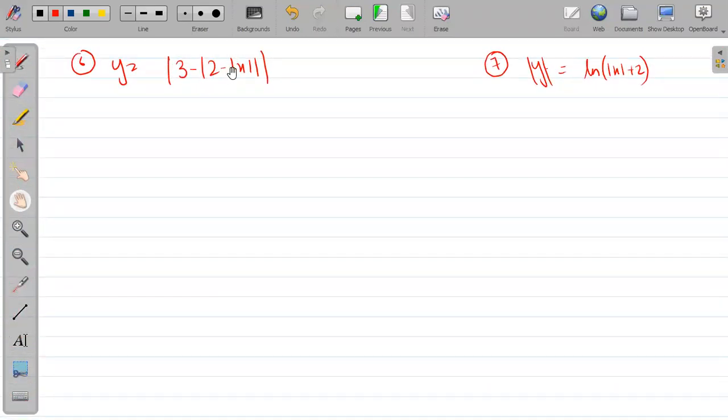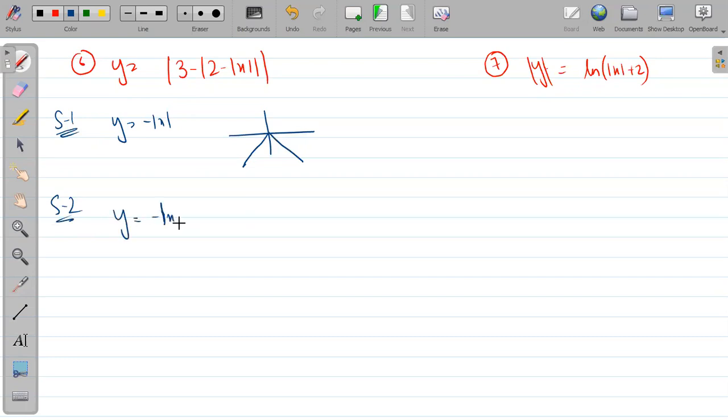It is a kind of linear function because only x is involved here. So let's start from the inside part. Y equal to mod of x is very easy to draw. Let's start with y equal to minus mod of x. This function you already know. This is the graph. Y equal to minus mod of x plus 2: shift the graph by 2 units upward. On shifting 2 units upward, you can find the points.